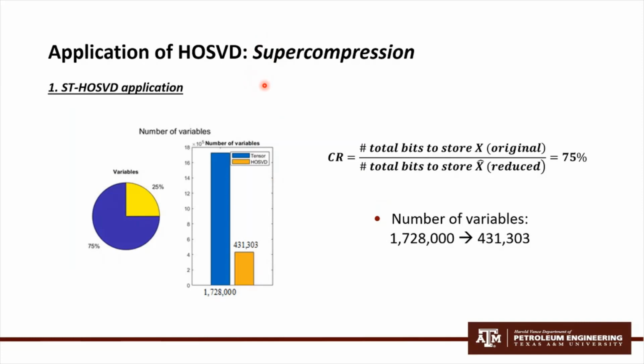The methodology applied to the microseismic data is presented as first, the ST-HOSVD application, the sequentially truncated HOSVD. This was applied because, as I mentioned before in the previous video, this is an improvement of the HOSVD, where the supercompression ratio was estimated using this equation that you can see here. And by applying the ST-HOSVD, the original tensor was reduced by 75%, and the number of variables decreased significantly. You can see here the differences in the reduction of variables.